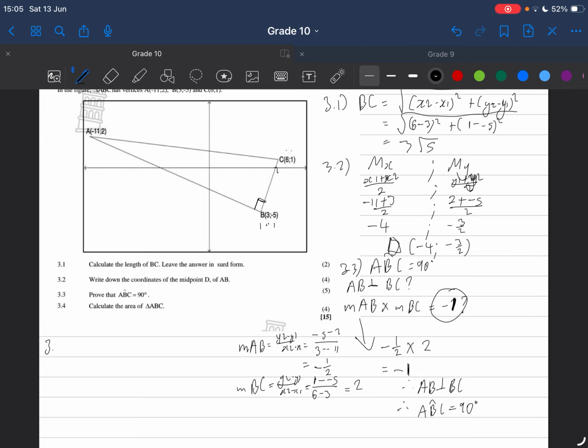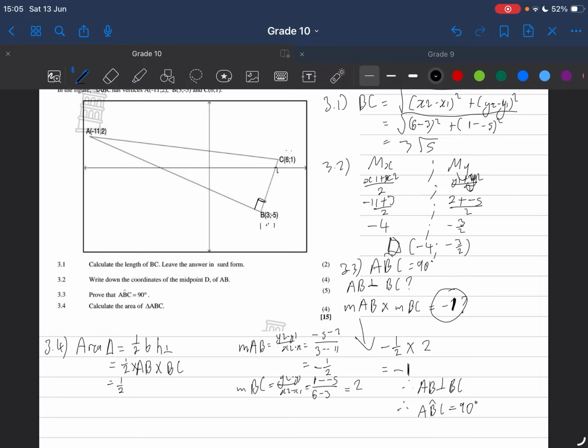For the last question, 3.4, they want the area of triangle ABC. The area of a triangle, only if it's a right angle triangle, is a half times base times perpendicular height. That means the lines that are perpendicular to each other, you multiply them together. So it's basically a half times the base, which could be, let's say, AB times BC.